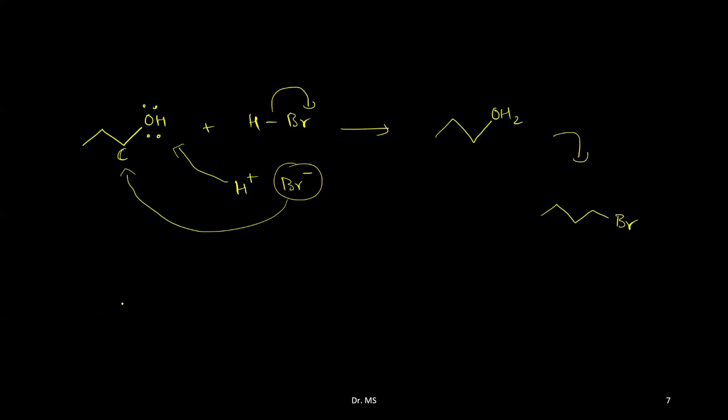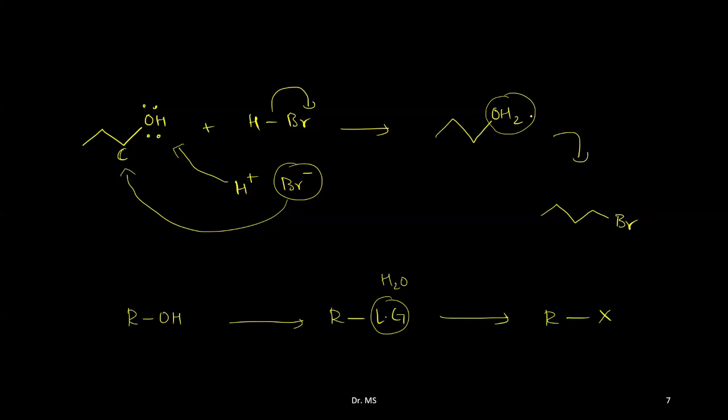Simply put, ROH turns into R with a leaving group, and this turns out to be RX. What is the leaving group here? The water molecule. Whatever hydrogen is there will bind to the OH and turn out to be OH2. Once it binds this way, this OH2 will not make a bond with carbon and it exits the bond. When it exits, a vacancy is created, and that vacancy will be occupied by the bromine. That's how it converts into RX.